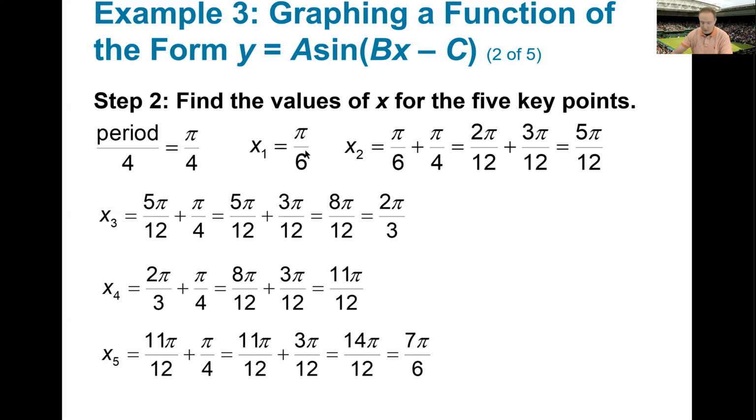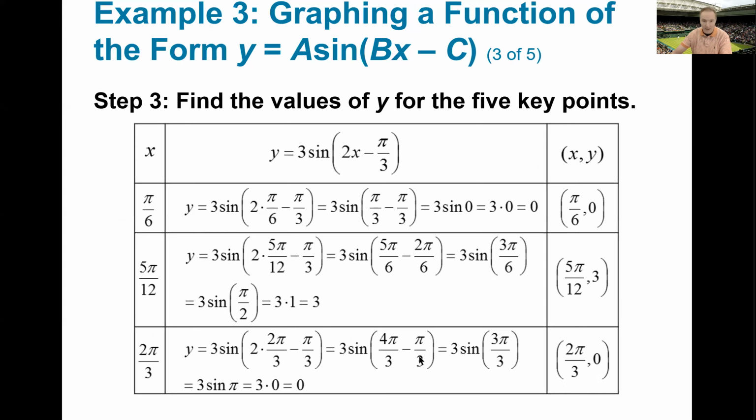This graph is getting multiplied by a factor of 3. So I already know I have pi over 6, 0. I'll have 5 pi over 12, comma 3. I'll have 2 pi over 3, comma 0. I'll have 11 pi over 12, comma negative 3. I'll have 7 pi over 6, comma 0. I am 100% certain of that.